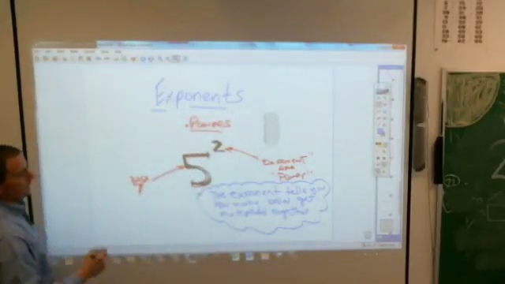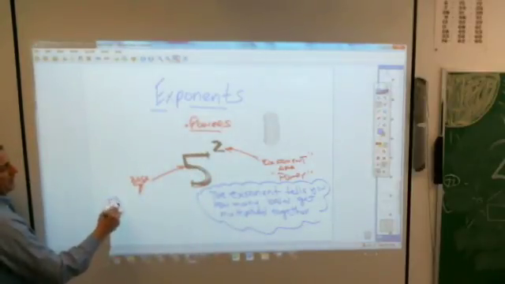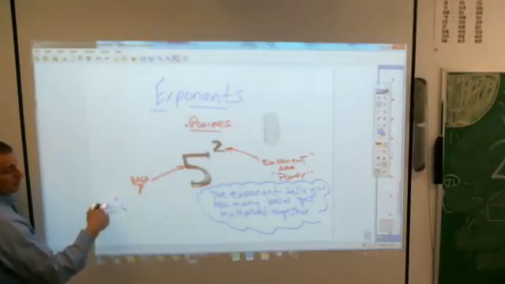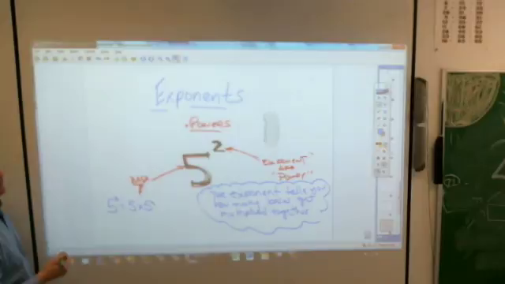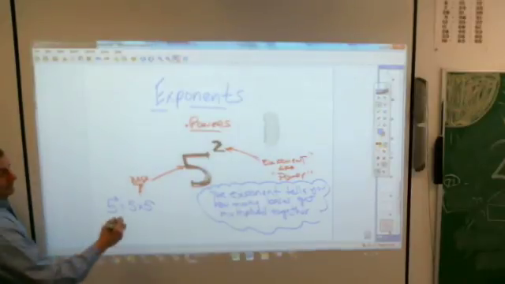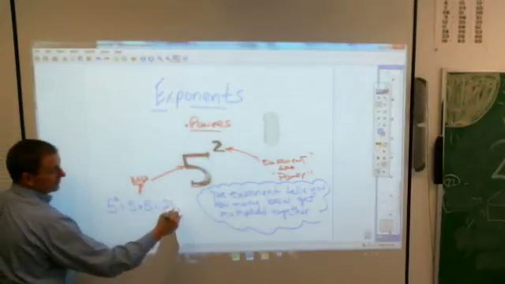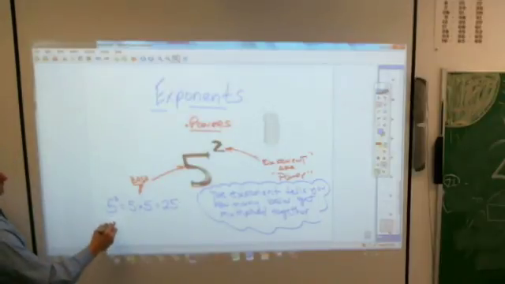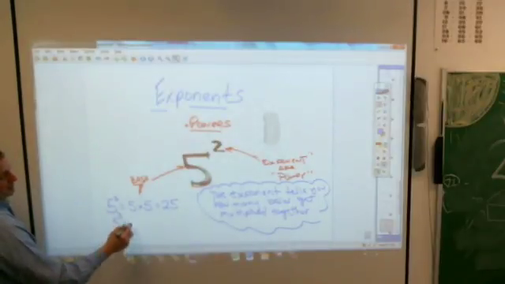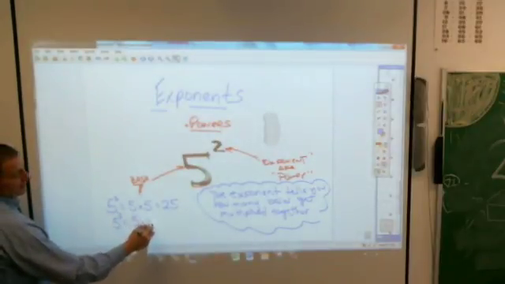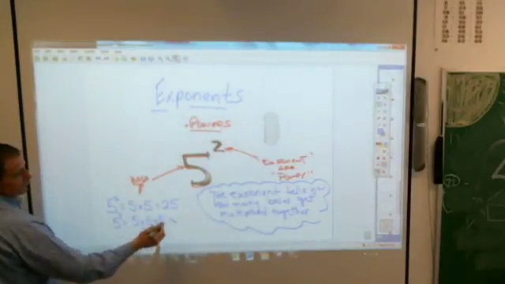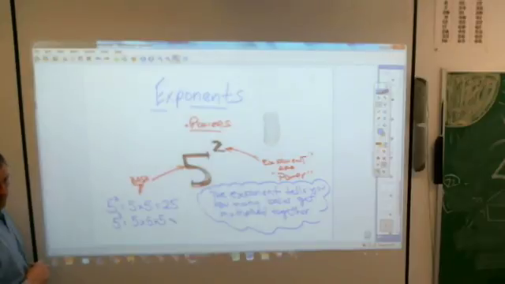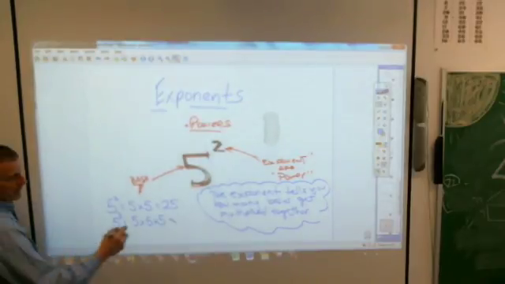So if you have 5 to the second power, that means you have two 5s times themselves. And the answer to that is not 10, that's 5 plus 5. 5 times 5 is 25. Or if you had 5 to the third power, that's 5 times 5 times 5. It's three 5s times themselves, which is $1.25.